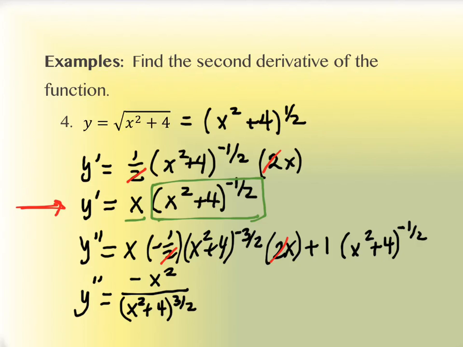The other piece of my function is much easier to write. It's just 1 over the x squared plus 4 to the 1/2.